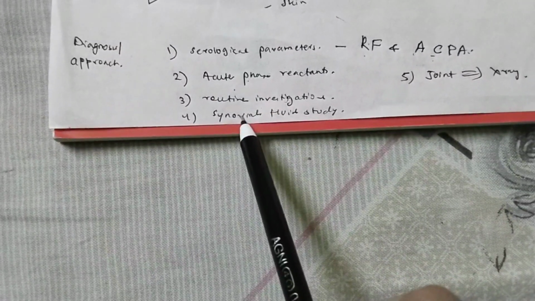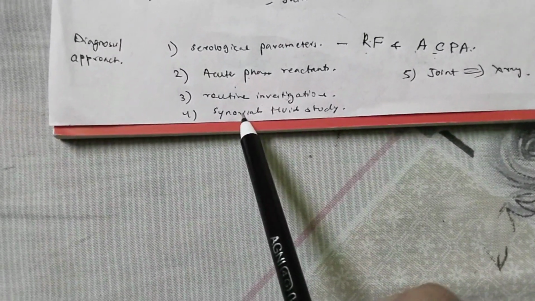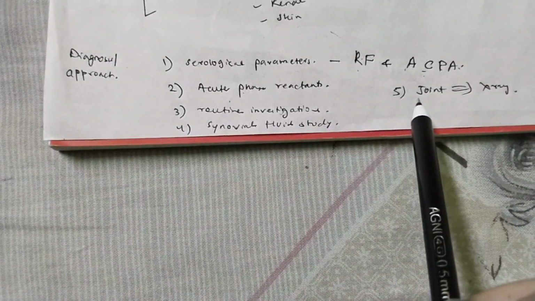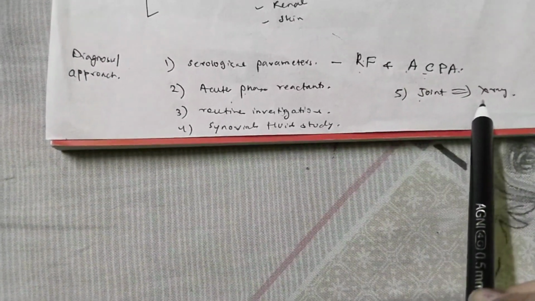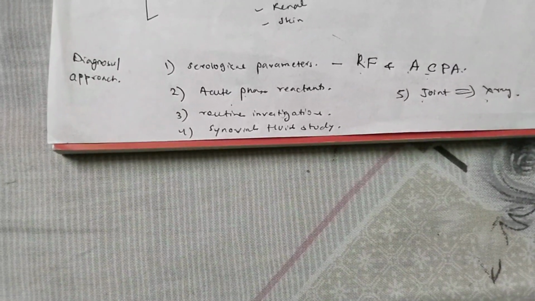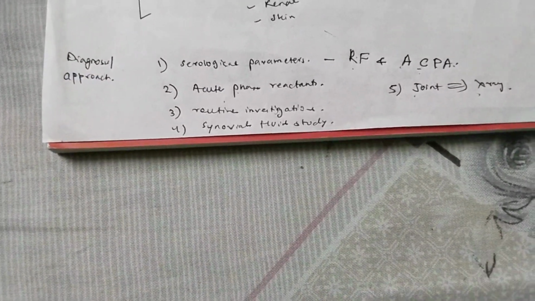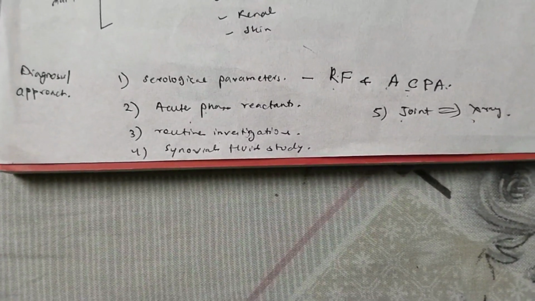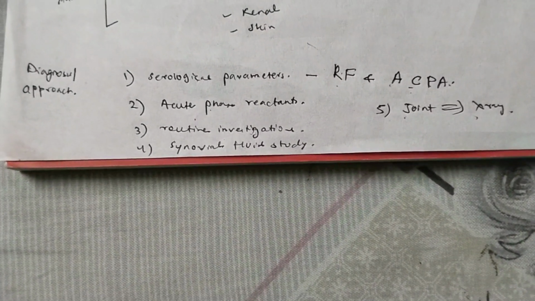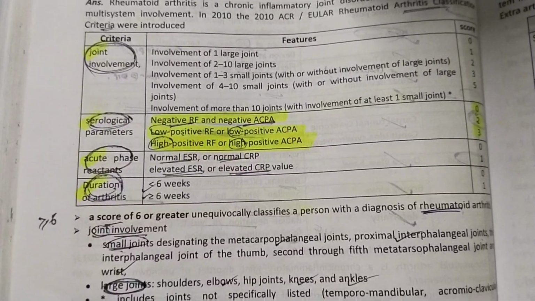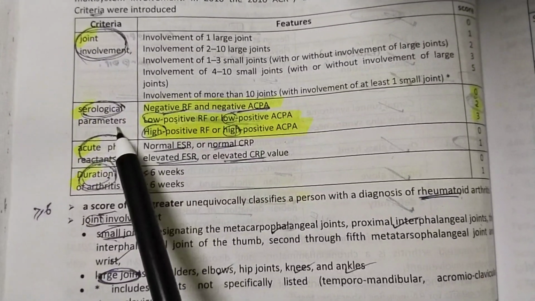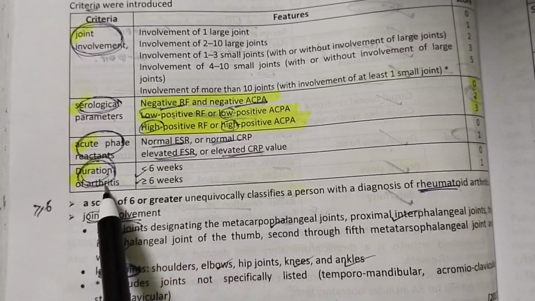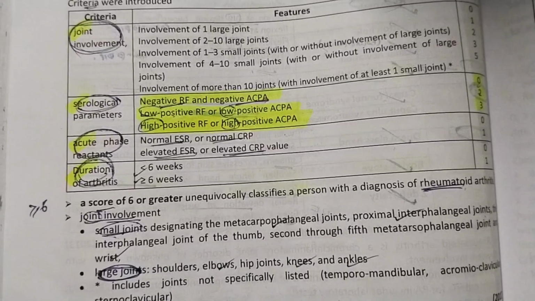You will also do the synovial fluid testing. More than 2000 cells is considered positive for rheumatoid arthritis. And now rheumatoid arthritis is a problem of the joints, so you will do the X-ray and you will see symmetrical involvement of both the joints and loss of joint space. Now I will give you the diagnostic criteria of rheumatoid arthritis on the basis of these parameters only. As I told you, there are 4 criteria: serological parameters, acute phase reactants, the joint involvement, and you also take into consideration the duration of arthritis.